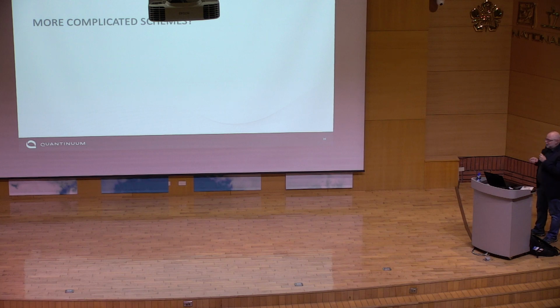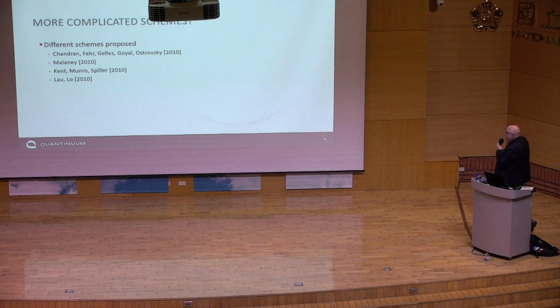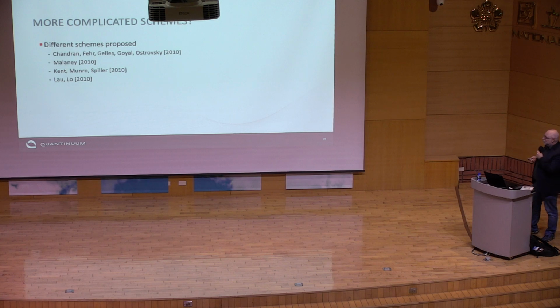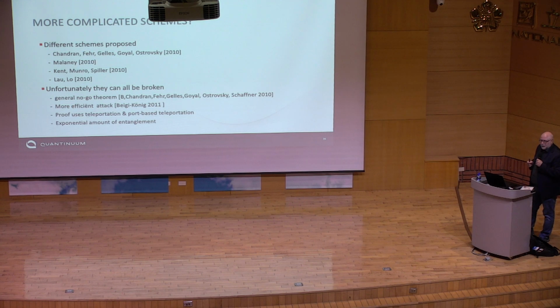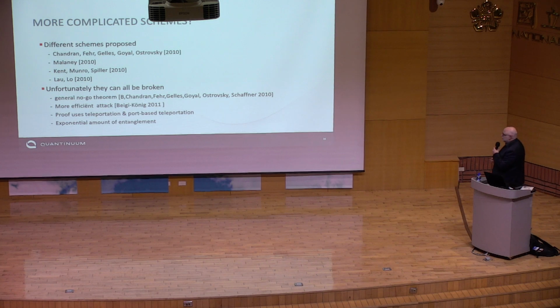So with entanglement, you can do it. And then, of course, the game was on for more complicated schemes that would be secure. And quite a few of these schemes were put forward. And then, actually, we showed that there is a general no-go theorem, that none of these schemes are secure. And in general, you can always break a quantum protocol. But we needed actually a double exponential amount of entanglement of qubits to do this. And then later on, Beigi and Koenig came with a very elegant proof that only required an exponential, but nevertheless an exponential amount of qubits. So that's how it stands now.